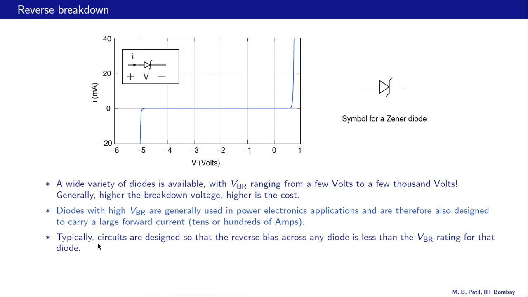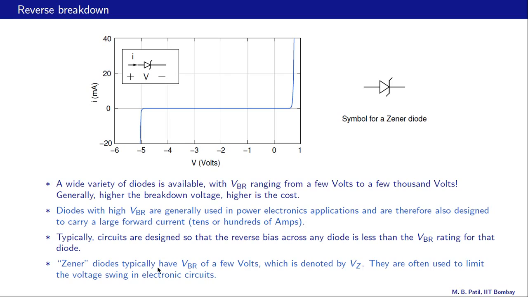Now typically circuits are designed so that the reverse bias across any diode is less than the breakdown voltage rating for that diode. And in the examples that we have seen so far of diode circuits, this has been the case. So therefore we did not worry about a diode breaking down in those examples.